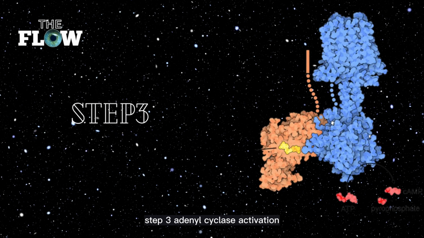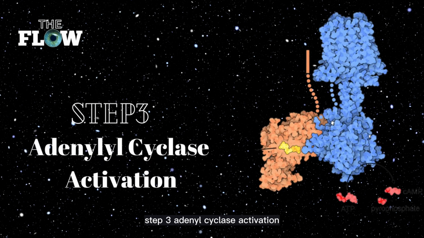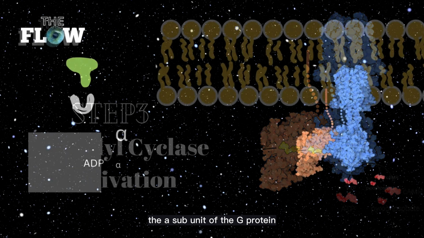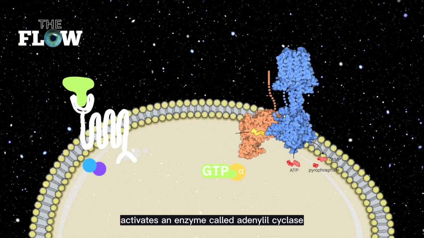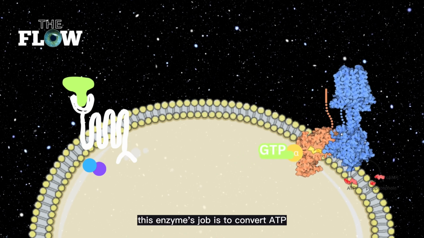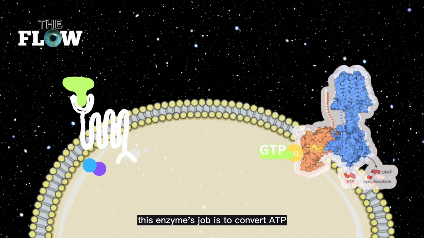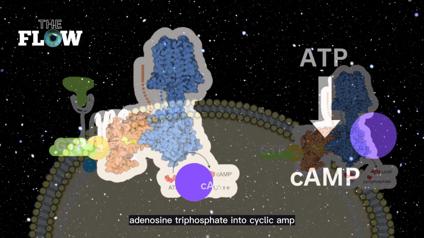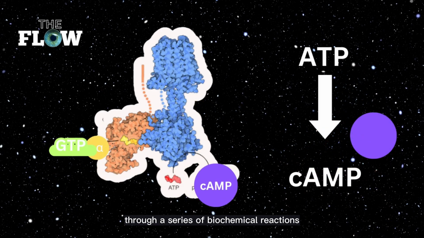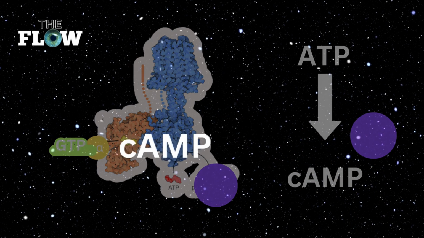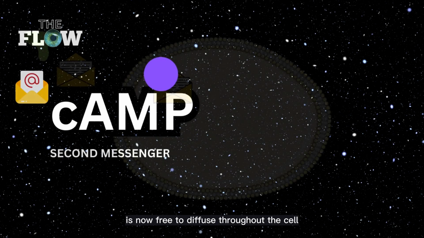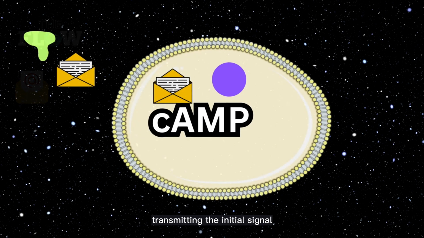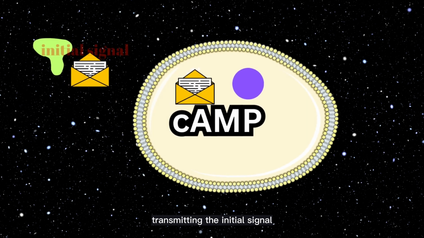Step 3. Adenylyl cyclase activation. The alpha subunit of the G protein, now bound to GTP, activates an enzyme called adenylyl cyclase. This enzyme's job is to convert ATP, adenosine triphosphate, into cyclic cAMP through a series of biochemical reactions. Cyclic cAMP, being a second messenger, is now free to diffuse throughout the cell, transmitting the initial signal.